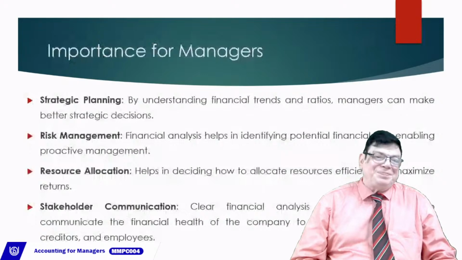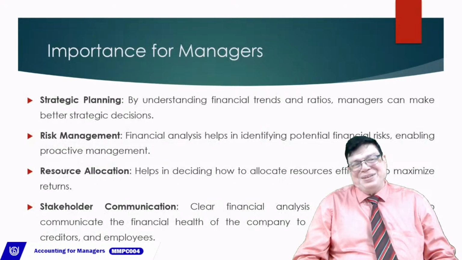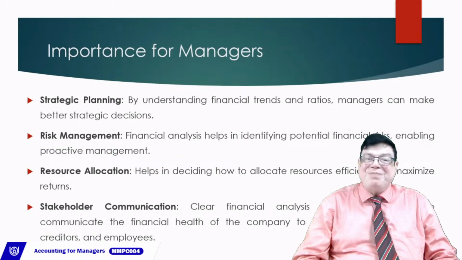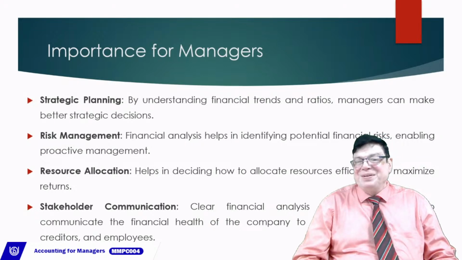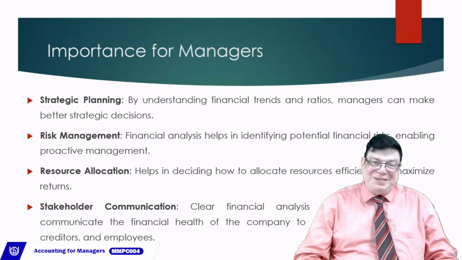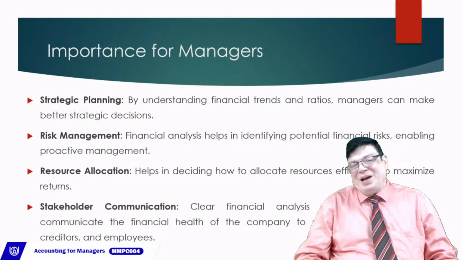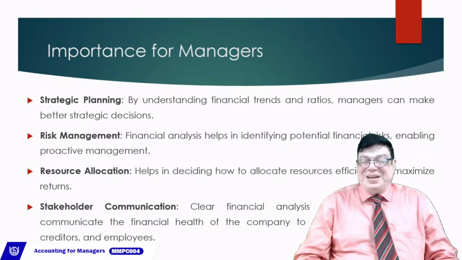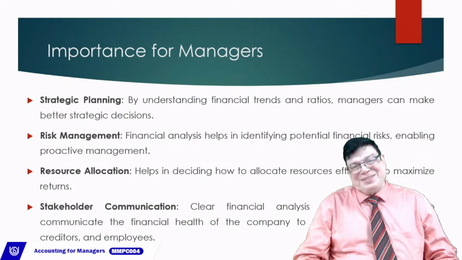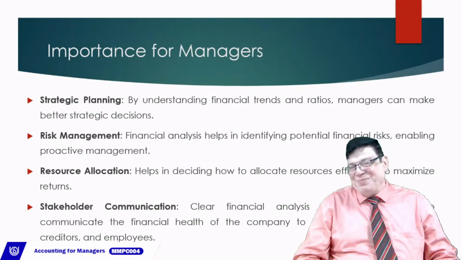Next is strategic planning. By understanding financial trends and ratios, managers can make better strategic decisions. Then, of course, risk management is very important. Financial analysis helps in identifying potential financial risks, enabling proactive management. Next is resource allocation. It helps in deciding how to allocate the resources efficiently to maximize returns. Now, how will returns be maximized? When production will be maximum. So resources are used in such a way as to give maximum production.